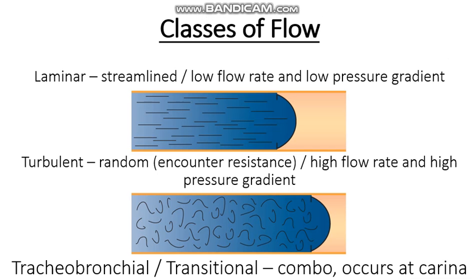3 classes of flow are laminar, which is streamlined due to a low flow rate and low pressure gradient. Turbulent is random because it usually encounters resistance due to its high flow rate and high pressure gradient. Tracheobronchial, also known as transitional, is the combo of the two, which occurs at the carina.